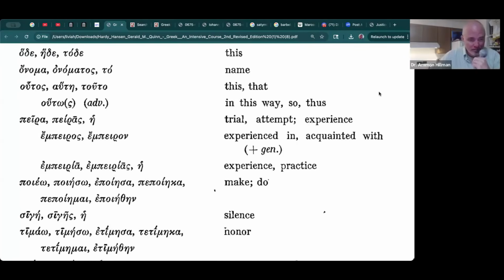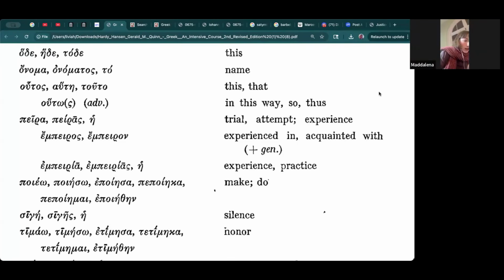Hore, hore ede dore. This. Onoma, onomatos. Name.